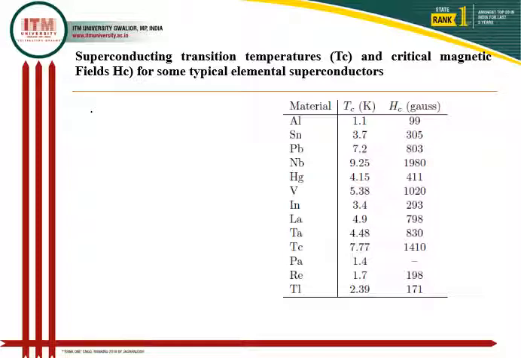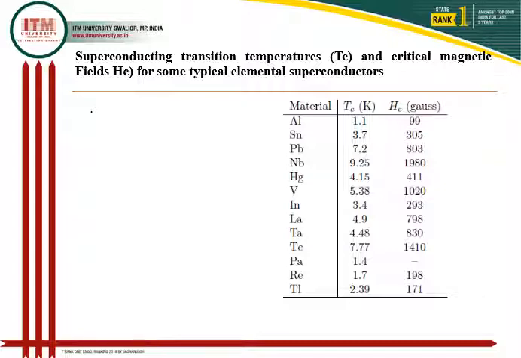In this slide, some superconducting transition temperatures and critical magnetic fields for some materials are shown. The critical magnetic field is the field at that temperature. It is also termed as HC. For aluminium, as we have discussed in the last slide, the transition temperature is 1.1. Then for tin, 3.7, lead 7.2, and so on. You can get this here.